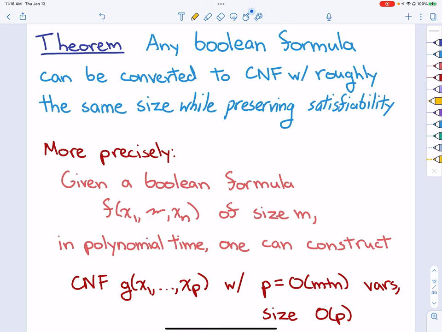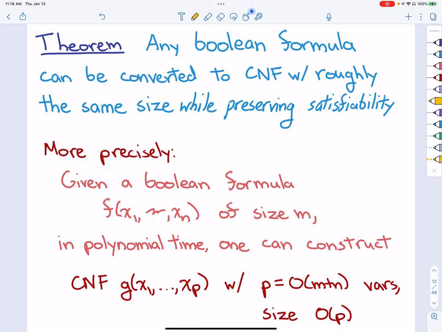If you give me a Boolean formula with n variables and total size m, counting up all the symbols, that's sort of the input size of your problem. We'll come up with an algorithm that in polynomial time will produce another formula, but this time in CNF form. It's all flattened out. Now, you'll see that the number of variables has changed. The new formula may have more variables than before.